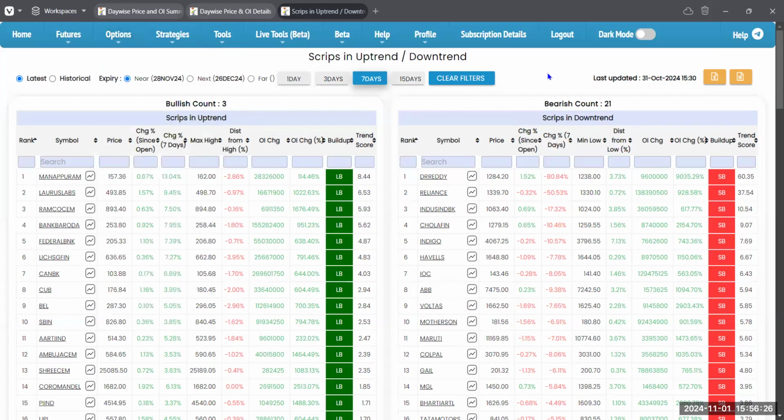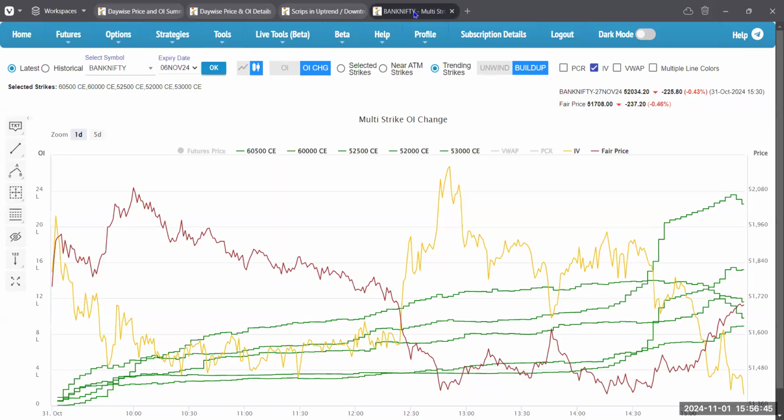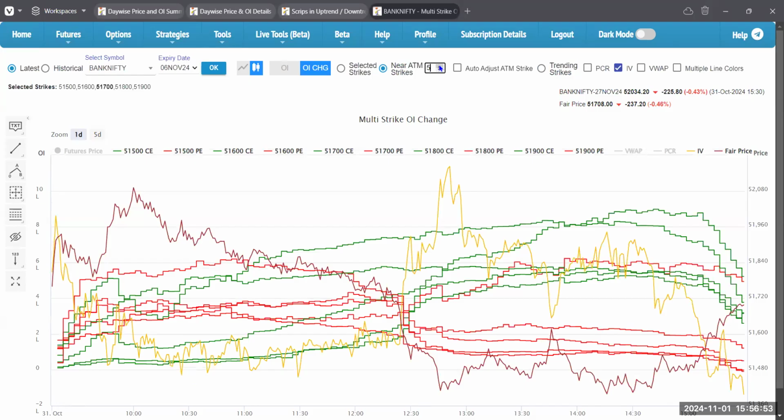सर, मैं एक टूल बताता हूँ, जो I feel very handy. Go to the multi strike OI, sir. ओके, 1 मिनट. मल्टी स्ट्राइक, and select near ATM strikes, 5 strikes. And for the day, if you can put Nifty, because last day was Nifty.